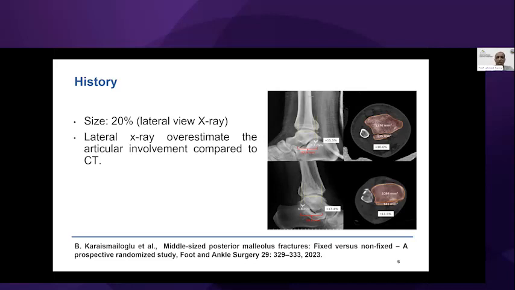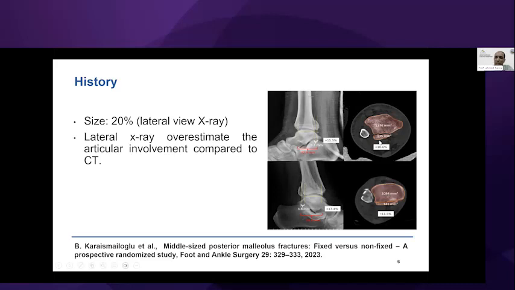However, it was later proven that the lateral X-ray overestimates the articular involvement of the distal tibia compared to the CT, and this study has proven this. These are two examples of two patients. Here we can see the posterior malleolus fracture. It represents about 15.5% of the distal tibial articular surface, but when we go to the axial cuts of the CT of the same patient, it's only 10.6%.